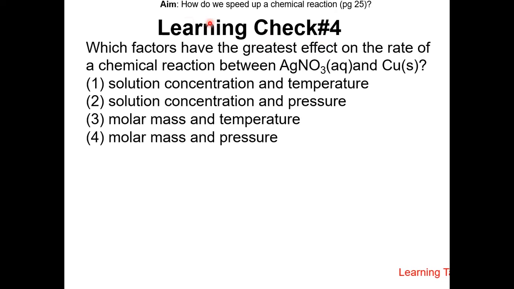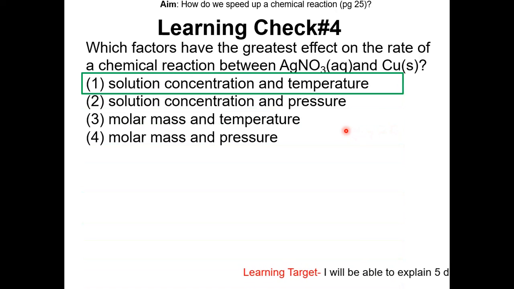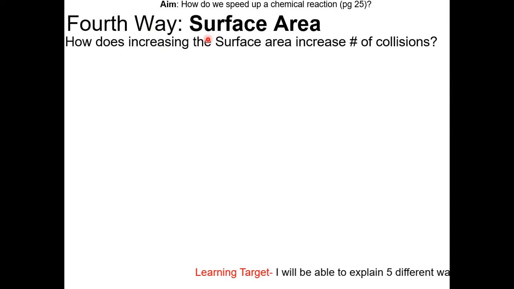Learning check number 4. Which factors have the greatest effect on the rate of chemical reaction between silver nitrate aqueous and copper solid? Pause the video and resume once completed. The answer is choice 1. The reason why is not pressure because none of these are gases. Pressure only affects gases.